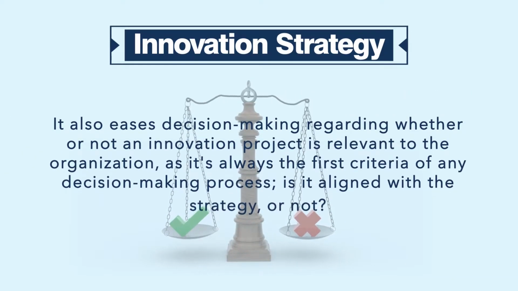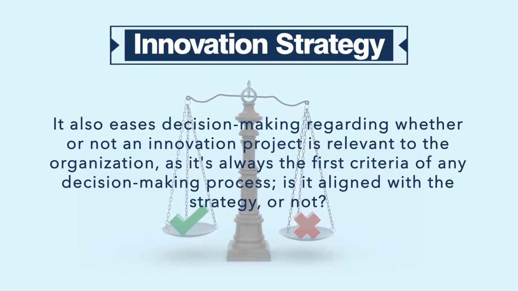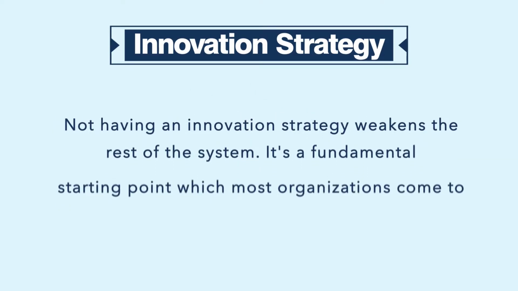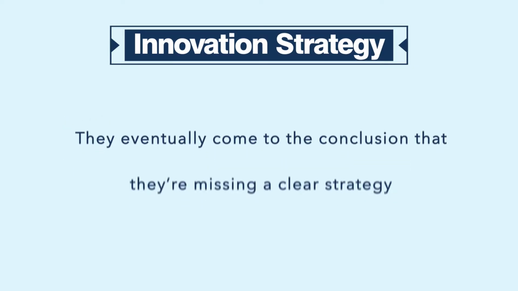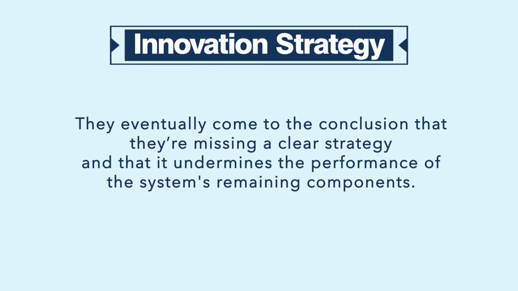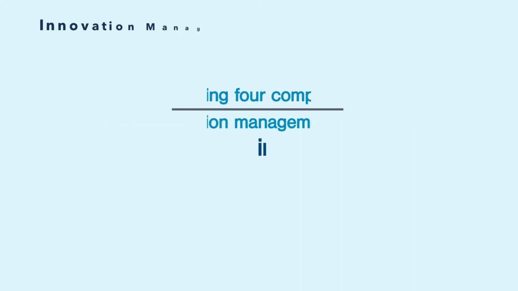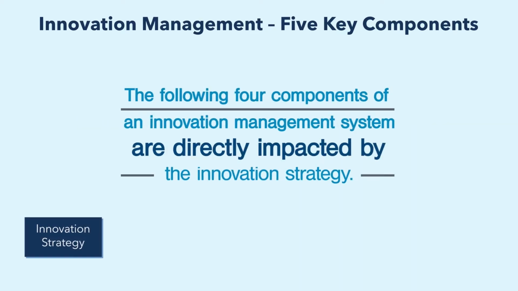It also eases decision-making regarding whether or not an innovation project is relevant to the organization, as it's always the first criteria of any decision-making process. Is it aligned with the strategy or not? Not having an innovation strategy weakens the rest of the system. It's a fundamental starting point which most companies come to realize when they're looking to optimize their innovation management system. They eventually come to the conclusion that they're missing a clear strategy and that it undermines the performance of the system's remaining components. The following four components of an innovation management system are directly impacted by the innovation strategy.